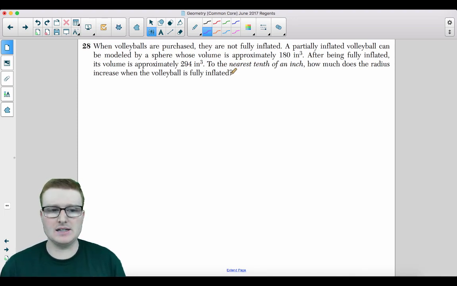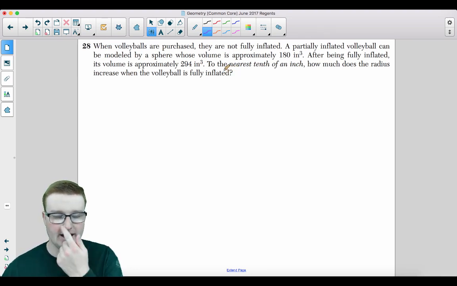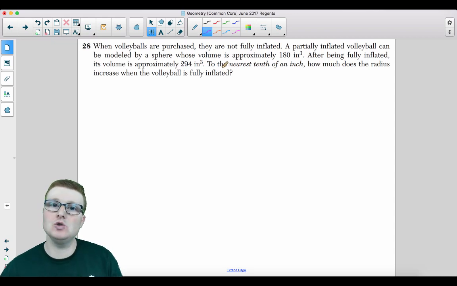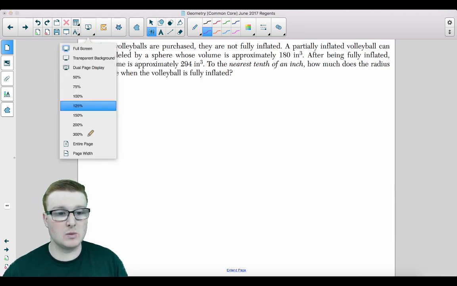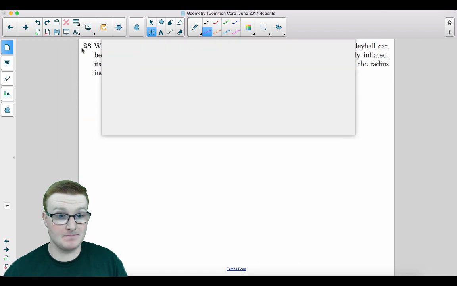After being fully inflated, its volume is approximately 294 inches cubed. To the nearest tenth of an inch, how much does the radius increase when the volleyball is fully inflated? Okay, you need to set up two equations. First of all, you need to know the volume of a sphere. The volume formula of a sphere can be found on your reference sheet.